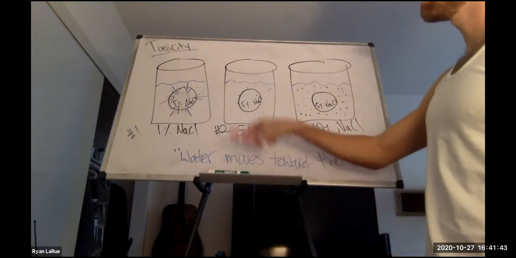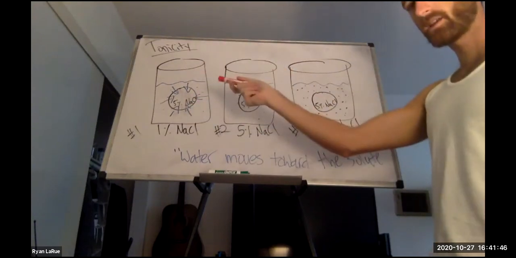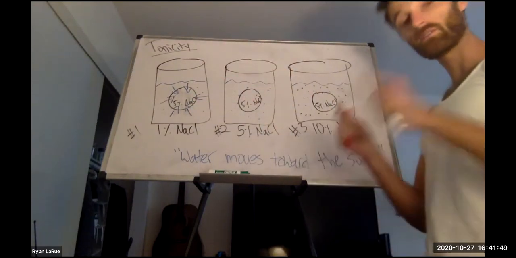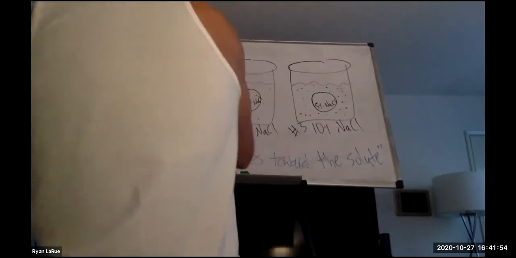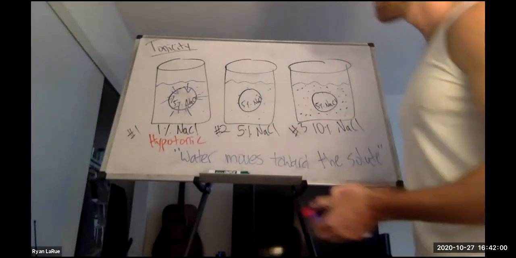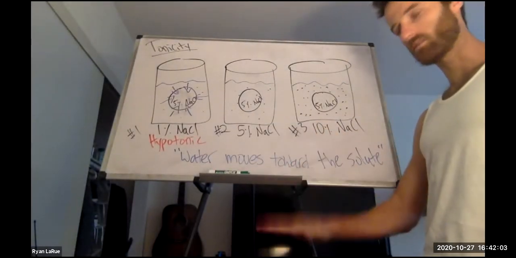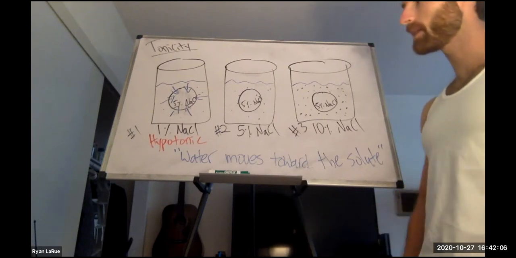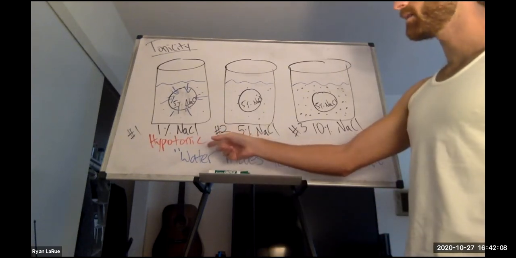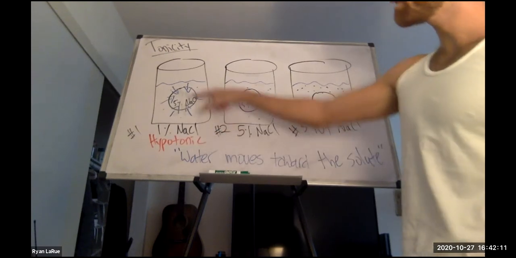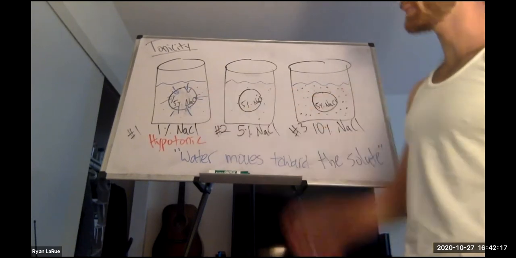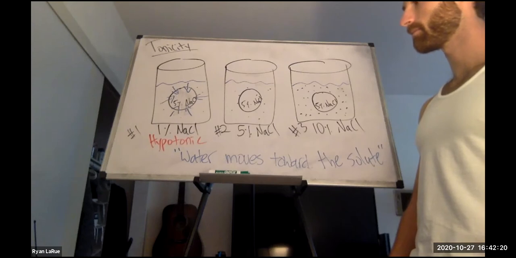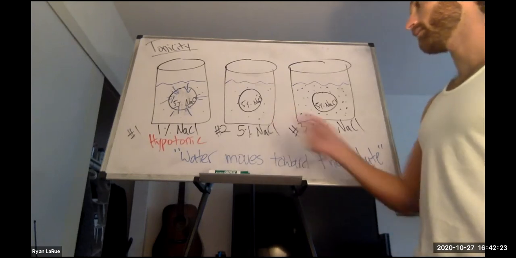We call this situation hypotonic. The solution surrounding the cell is hypotonic to the cell. Hypo, kind of like hypothermia, less temperature when you're freezing, right? Hypotonic is referring to the solute. Outside of the cell is less, 1% versus 5%. So it's hypotonic to the cell. Let's move on to this cell.